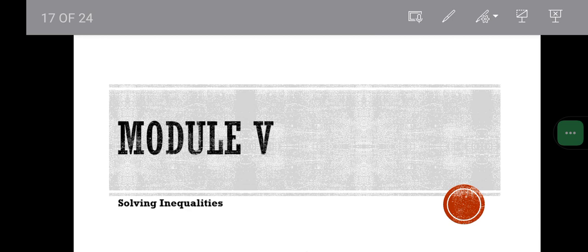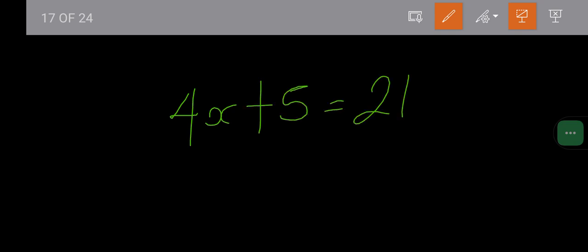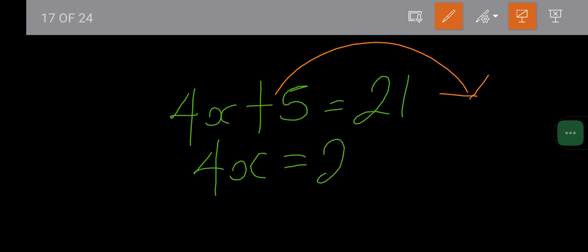Let us touch the Module 4, for solving two-step equations and all the exercises that it entails. For the first one, the exercise says we should solve 4x plus 5 equals 21. As we know it, we're going to move plus 5 to the other side of the equation, and we're left with 4x equals 21, the sign changes, minus 5. And this becomes 4x equals 21 minus 5, 16.